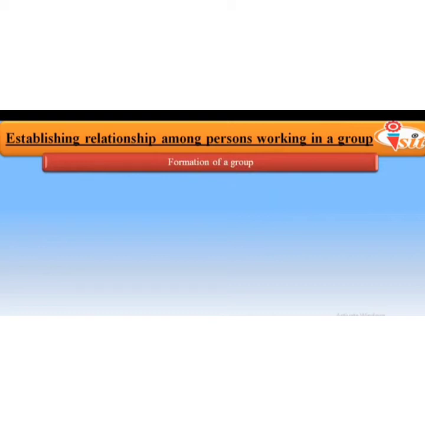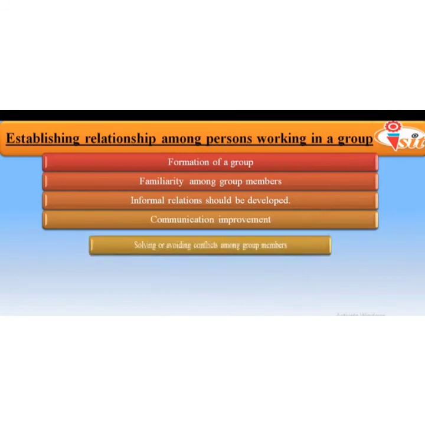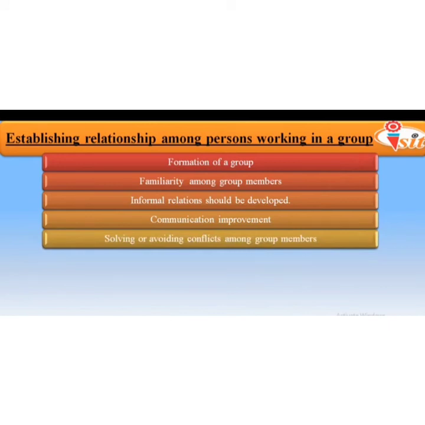So the first step is the formation of group, where a certain number of manpower will be gathered together for performing a particular task. After the formation or gathering of this manpower, the next step is making familiar among the group members. Just by the communication between all the group members, they can become familiar with each other. Then the next step is developing the informal relations among these group members. Then the next step is communication improvement among all the group members. Then again, solving or avoiding conflicts among the group members.